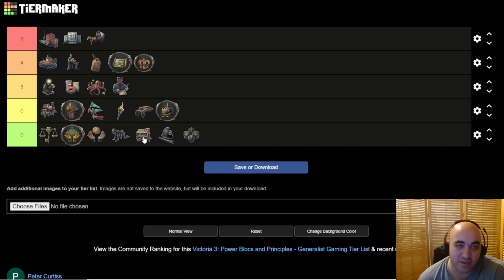I don't think that the market unification is worth using. I think that you should just form a trade league if you were wanting to use this principle, and for that reason it's going to be down here. It might be at the top of C tier if the trade league didn't exist, but I think it's not worth using a principal slot for this when you could just go trade league, because the main thing you're getting is a customs union, and internal trade is just strictly better than market unification.